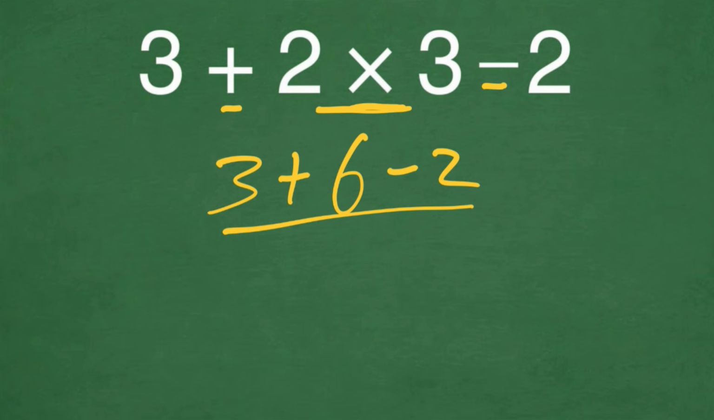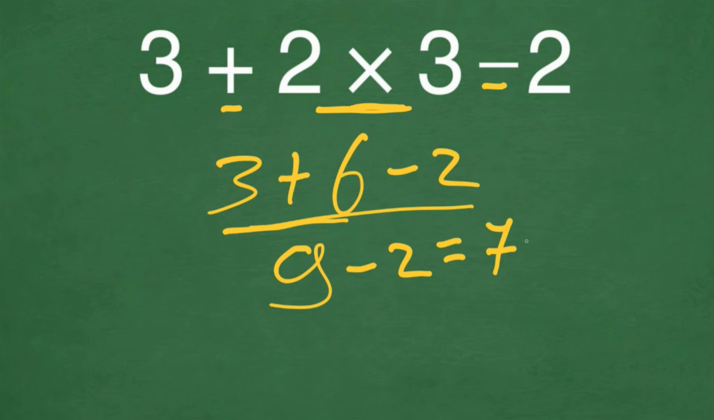So 3 plus 6 is 9, and 9 minus 2 is equal to 7. So the final answer to this question is 7.